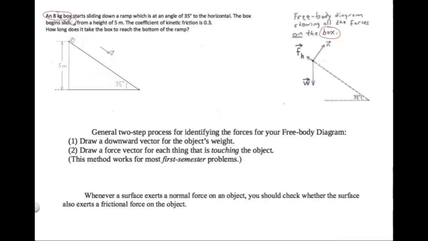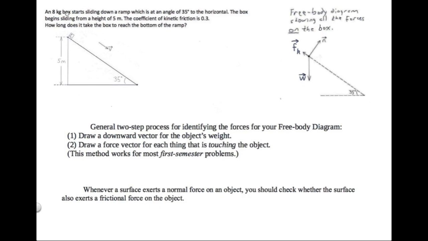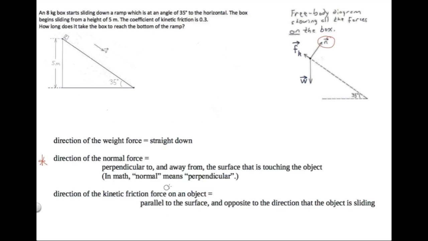The problem mentions the mass of the box, and that's a clue that our free body diagram should focus on the box. The box is being touched by the surface of the ramp, which will exert a normal force and a frictional force on the box. The box is sliding across the ramp, so we apply kinetic friction. We use these rules to determine the directions of the forces.